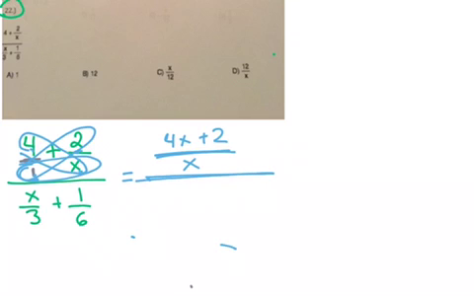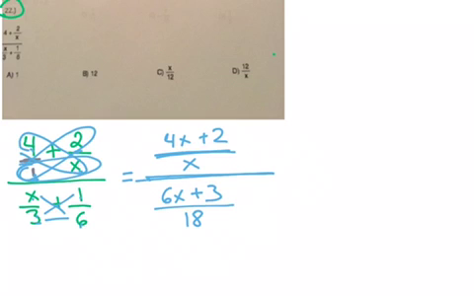The bigger line here, we do the same thing with the bottom. So I'm actually going to draw this with lines because I think it actually makes it clear. x times 6 is 6x. 3 times 1 is 3. And on the bottom you have 3 times 6, which is 18. Okay.